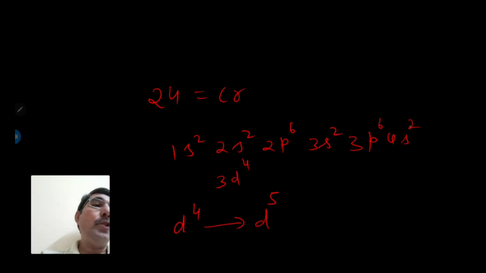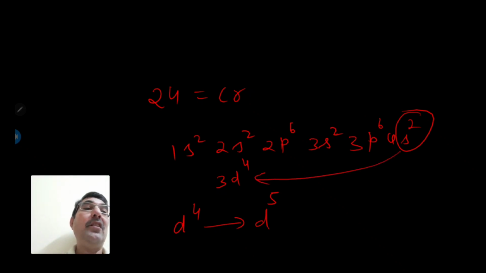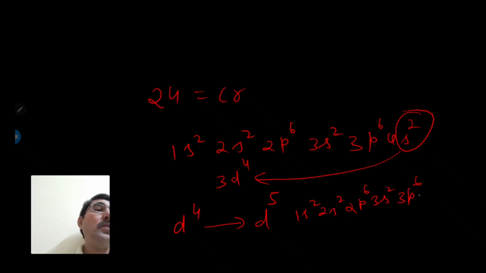For that, what we need to do, we need to take one electron from here and put it in d4 to make it d5. So what will be the new configuration for this? It will be 1s2, 2s2, 2p6, 3s2, 3p6, 4s1 and 3d5. So 4s1 and 3d5. This is in case of chromium. I hope this makes sense.